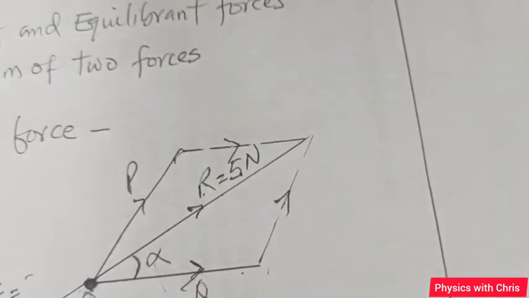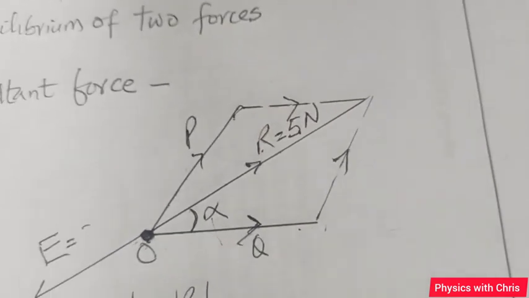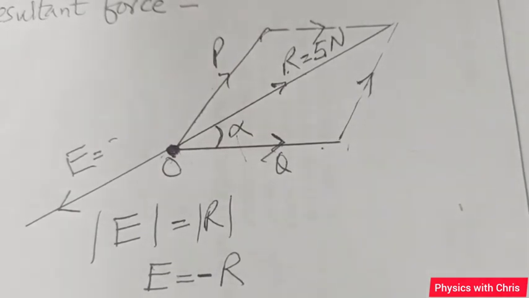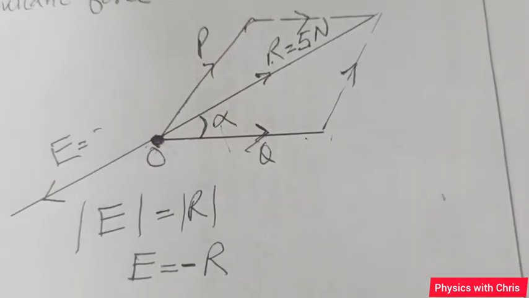So the resultant force, let's say resultant of two forces, is a single force that has the same effect both in magnitude and direction as the two forces acting together, while the equilibrium force is that single force that has the same magnitude as the resultant force, but acts in a direction that is opposite to it.